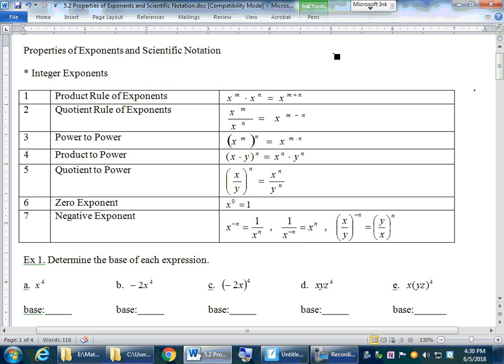5.2 Properties of Exponents in Scientific Notation. So take a minute to look at these 7 properties of exponent. You have seen this in elementary algebra, and this is what we are reviewing again.